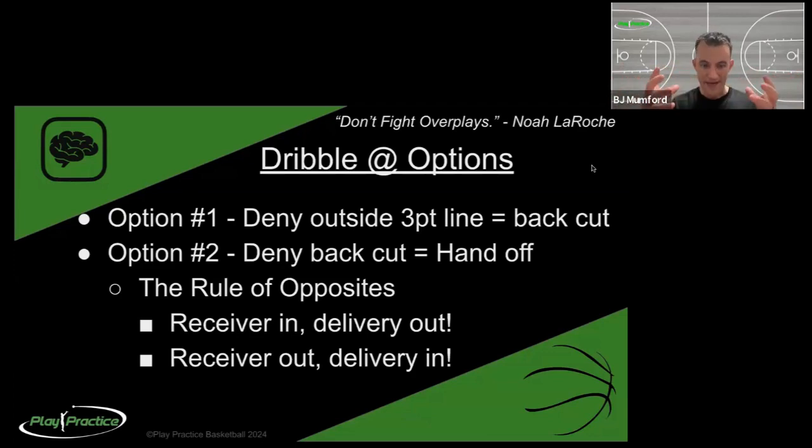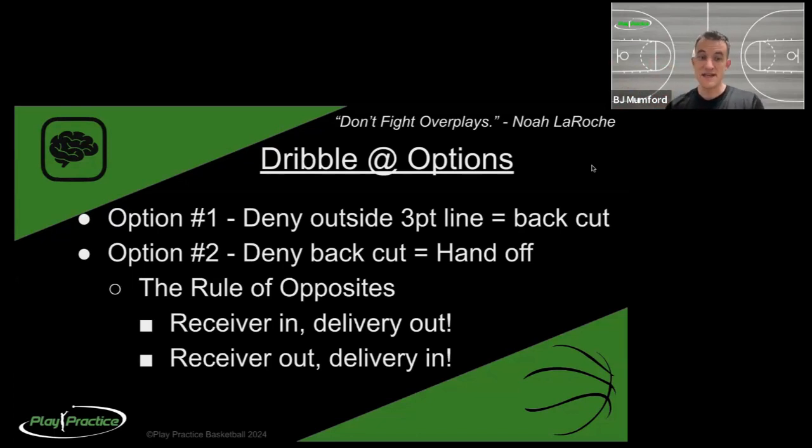So the dribble at here is simply, instead of driving at the basket, we are turning and dribbling at our teammate's chest. So if you're that wing player teammate and I'm the ball handler, instead of attacking toward the paint, I'm going to turn my toes and my nose toward you and dribble straight to you.